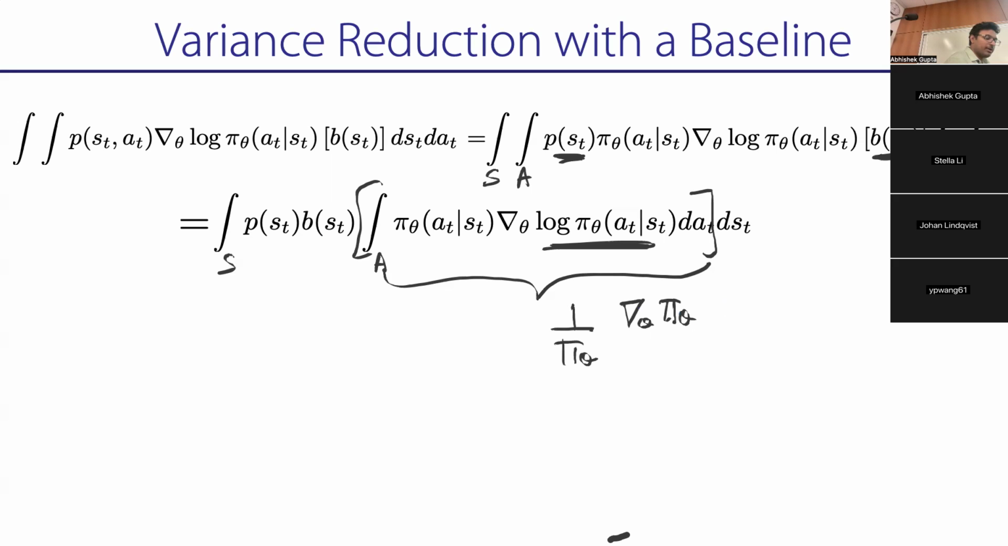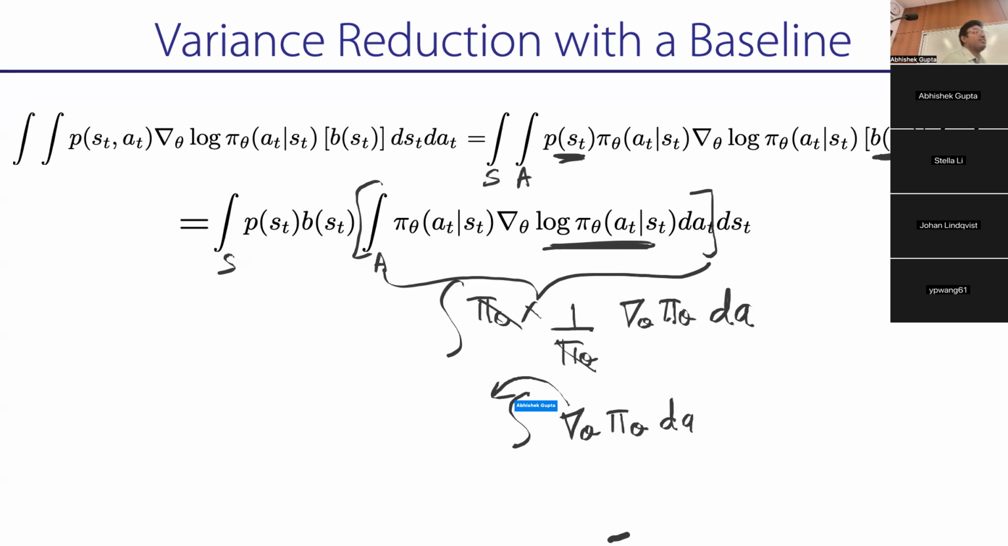And now this is going to be pi theta times 1 over pi theta times grad pi theta dA, right? That's what this inner integral is going to become. We just use the chain rule. And so now we can cancel these guys out, right? And now we're going to do the opposite of what we did for policy gradient. We moved the gradient inside; now we're just going to move the gradient outside, right? So we're going to say integral of gradient of pi theta. We're just going to move this all the way outside.